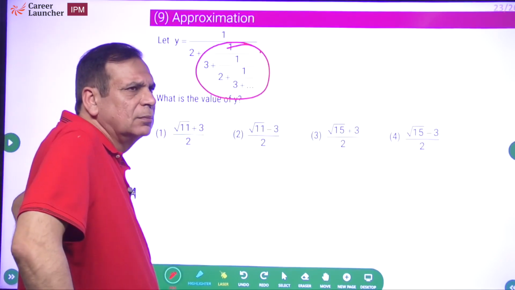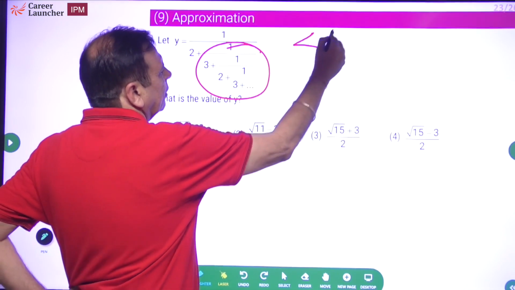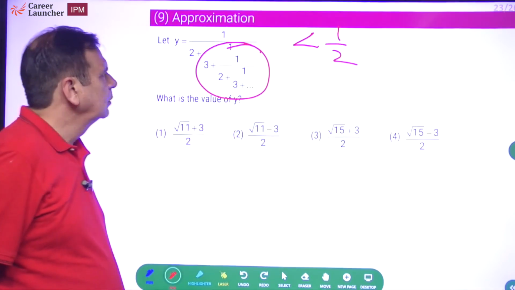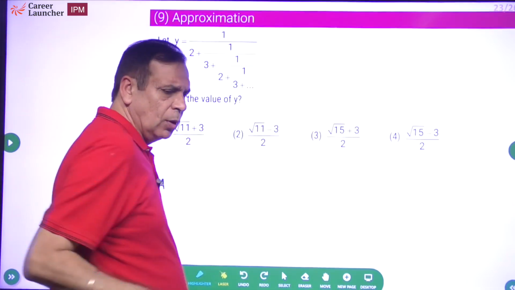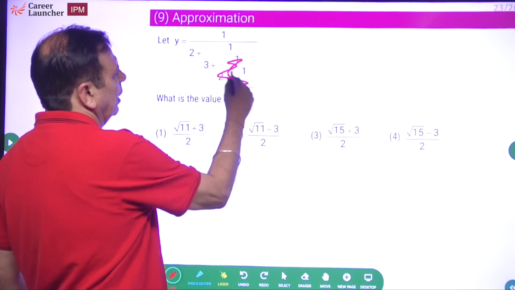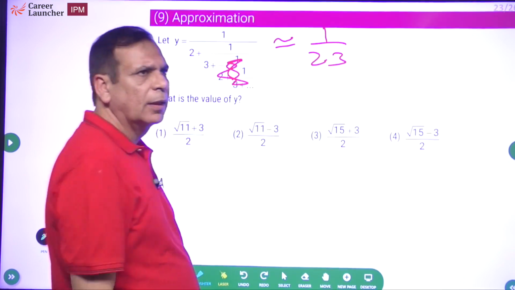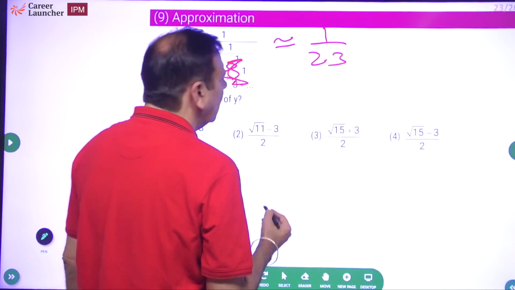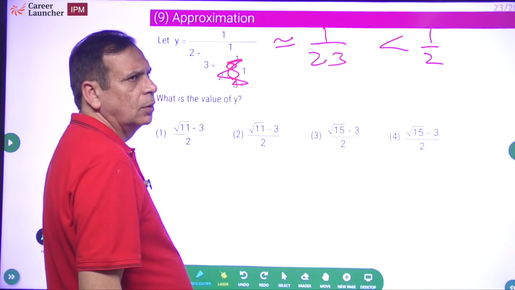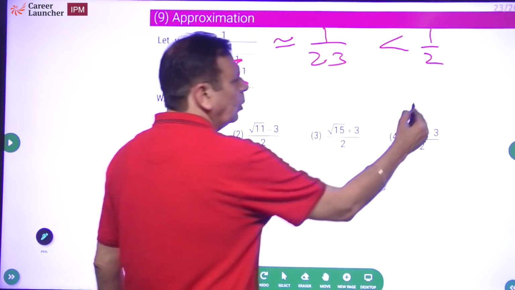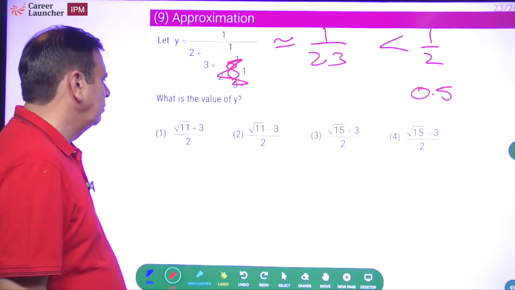Is this not more than 1? Can I say this should be less than 1/2? My answer has to be less than 1/2. Okay, let me also make it slightly more. If I just ignore this thing, can I say this will be approximately 1/2.3? Isn't it? That means my answer has to be less than 1/2. What is 1/2? 0.5. My answer has to be slightly less than 0.5.